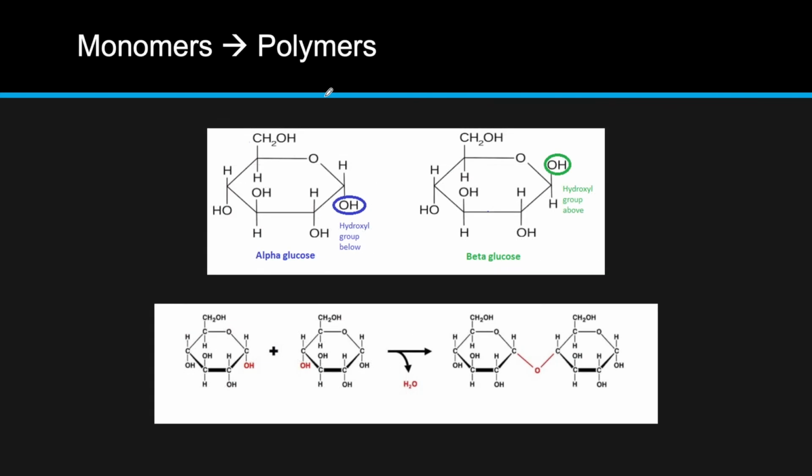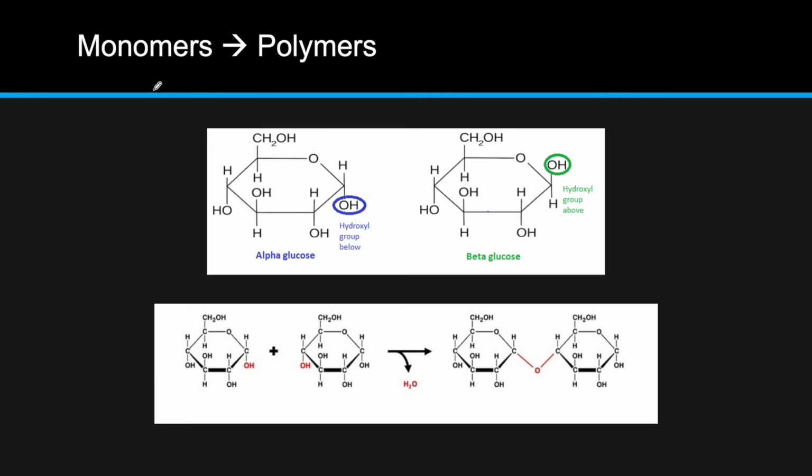So first things first, monomers to polymers. This is not limited to this subtopic alone. It actually branches over every single molecule that we're looking at, but basically we have to look at the process by which we go from a monomer to a polymer. So first things first, we have to figure out what are the monomers of carbohydrates.